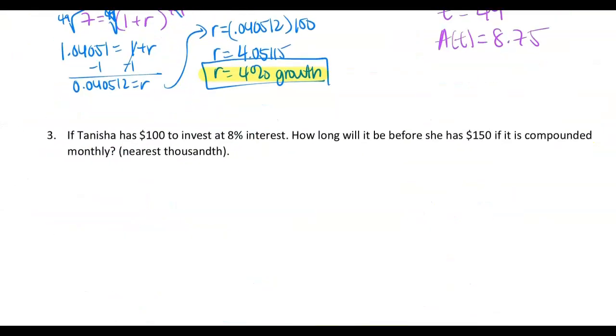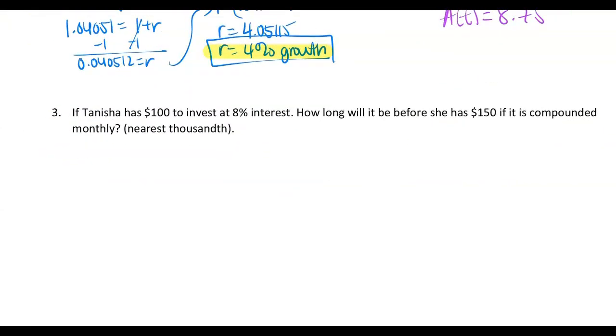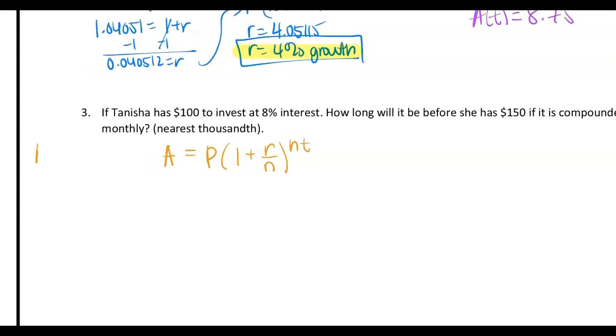So I'm going to recopy this down here. And when I recopy it, I'm not going to plug anything in just yet. Let me pick a different color. So we're going to have A equals P times (1 plus r over n) to the nt power. Okay, over here, I'm going to kind of do this to the side. I'm going to label my A, P, R, N, and T. Always try to label these out so you have them in one location.